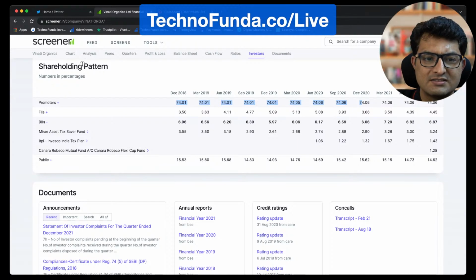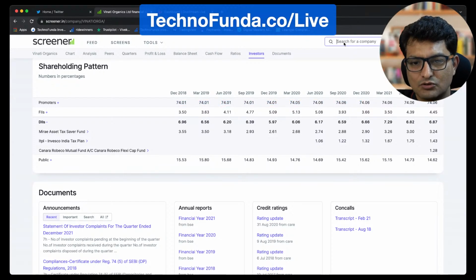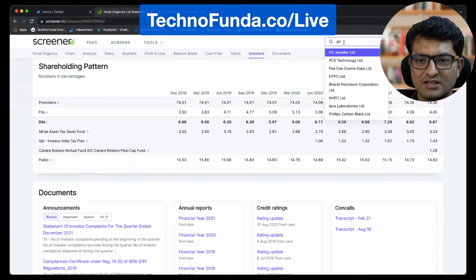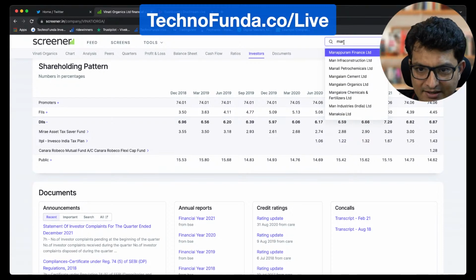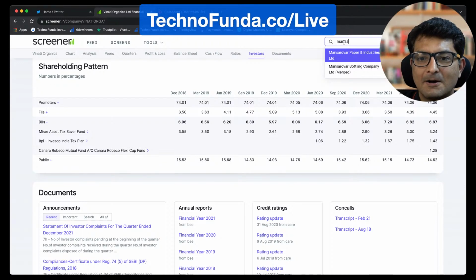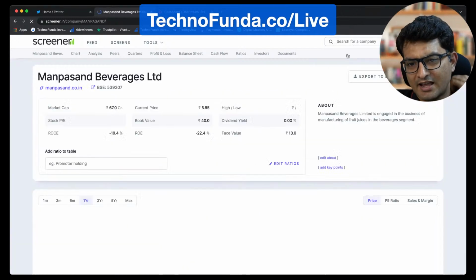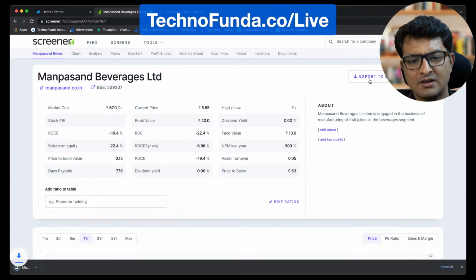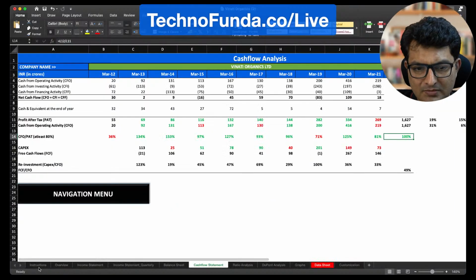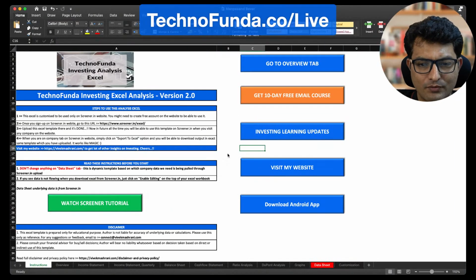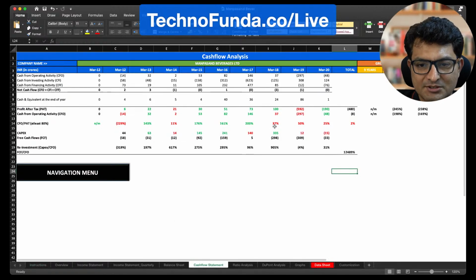And we can take a lot of other examples, like there are companies where there are these cash flow fudging issues. Say Manpasand Beverages. Let's take that case study. All those things we took on the positive side. Let's see the other side. With Manpasand Beverages, a lot of red flags were issued, and a lot of signs of trouble were seen. So if you look at Manpasand Beverages, you will see what the problem was.